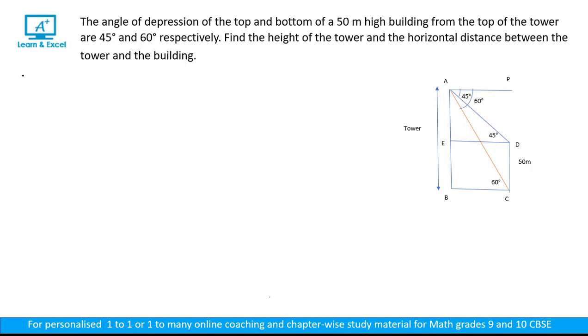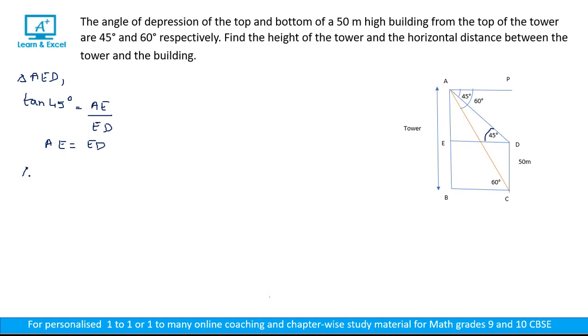Let us take the triangle AED. In this triangle we can see that PAD is equal to 45 degrees. So ADE is also 45 degrees because they are alternate angles. So we have tan 45 equal to opposite side AE upon adjacent side ED. Now AE and ED values are not given to us, but we know tan 45 is equal to 1, so AE equal to ED.